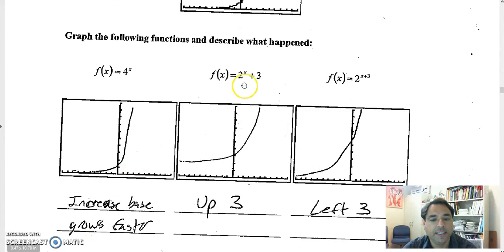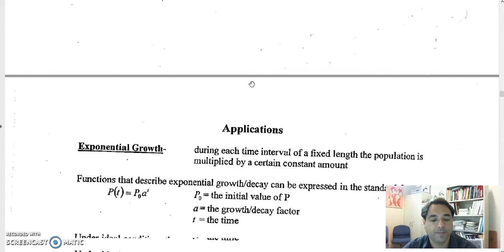That's what's happening here. If I added a 3 at the end, notice it moved up 3. Or if I add 3 to the exponent, notice it moved to the left 3. So adding 3 goes to the left, subtracting 3 will make it move to the right. So that's generally what an exponential looks like and how it behaves. But again, this is just a quick review.